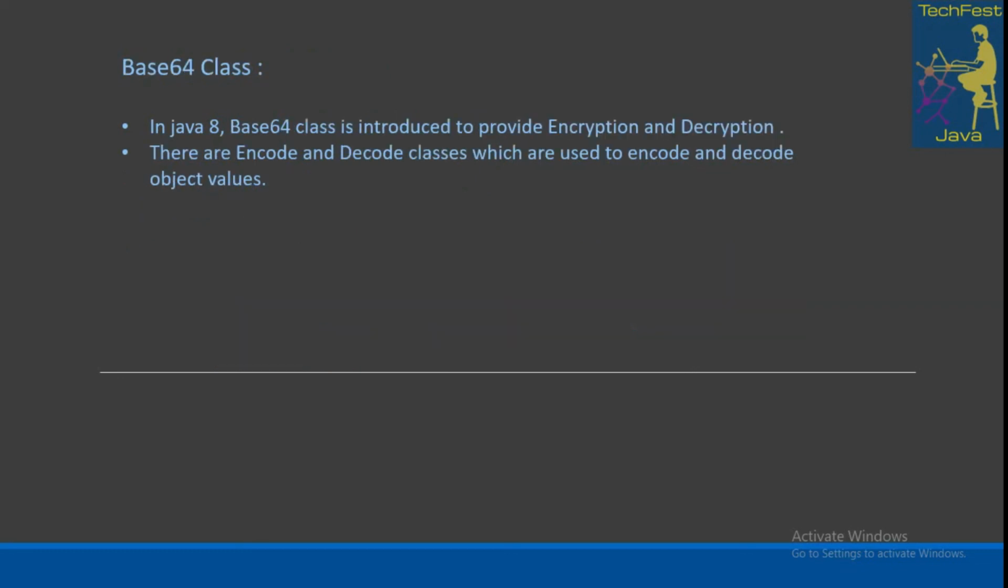Apart from that, they have introduced one more feature, Base64. Base64 is introduced to provide encoding and decoding of objects, and there are Encoder and Decoder classes having encode and decode methods. The encode method encodes whatever object we pass into it, and decode provides the decoded value of those objects. So these are the basic important features introduced in Java 8.